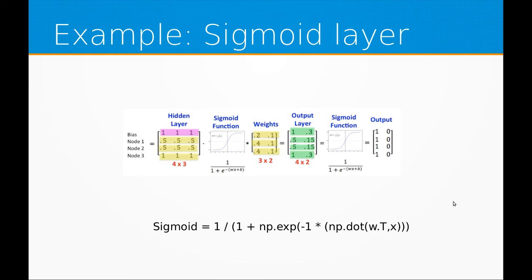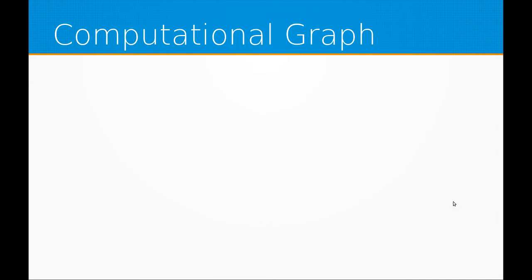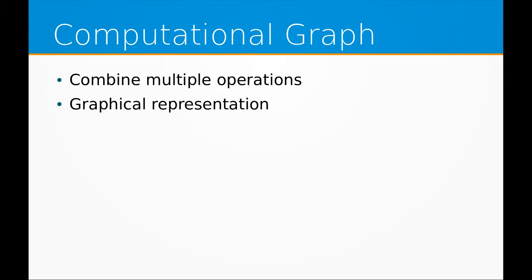So that's about operations. The next topic is the computational graph. A computational graph is nothing but a combination of multiple operations. Like I said before, neural nets have basically an op after an op after an op. So a computational graph just represents the entire collection of operations and the relations between them in a graphical way.